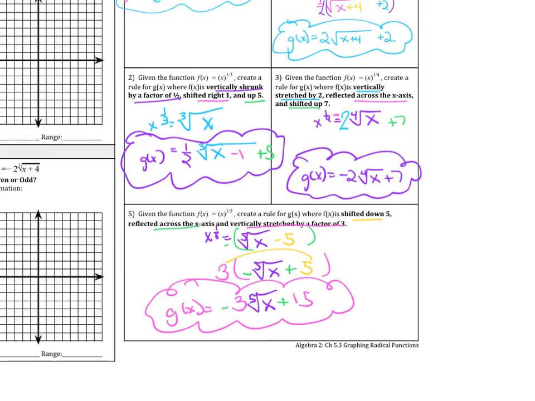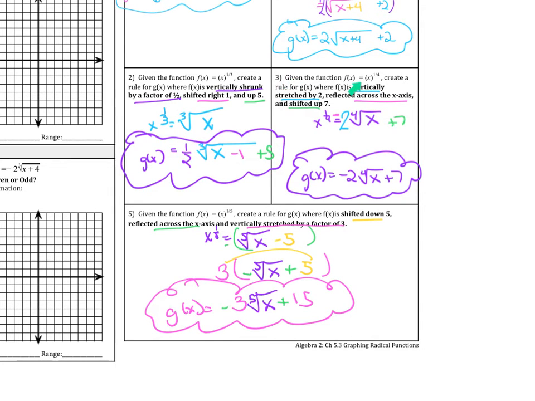All right, so hope you tried this out. X to the 1/3, remember you could write that as cube root of x, and then I applied each one individually. So vertically shrink by a factor of a half, so I applied it in the front. Shifted right 1, so that means minus 1 on the inside, and then up 5 means adding 5 to the outside. So I could just put each piece in there, and it works out okay. I didn't have to change anything.